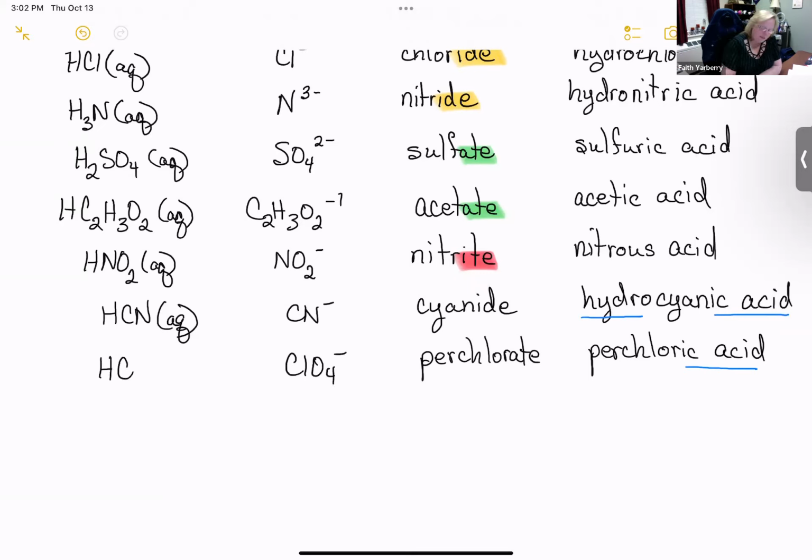So the next thing we're going to go over is formula mass, molar mass, and Avogadro's number.